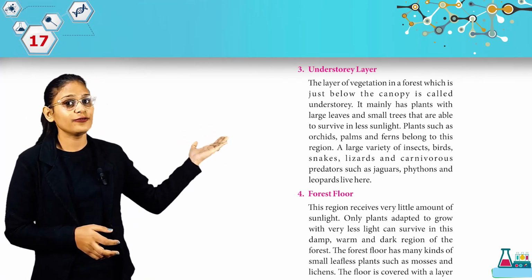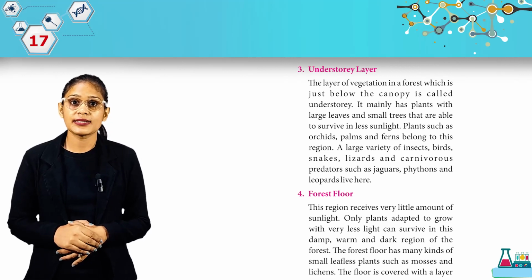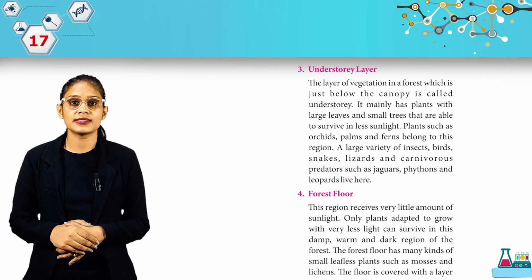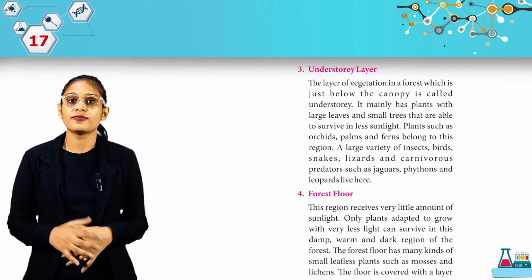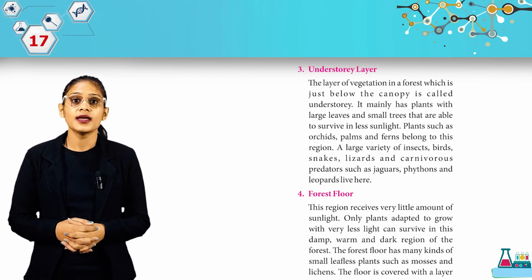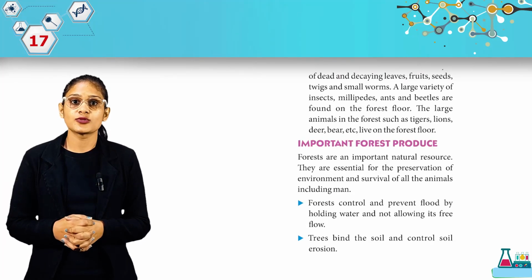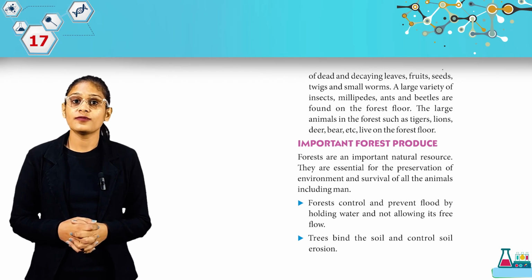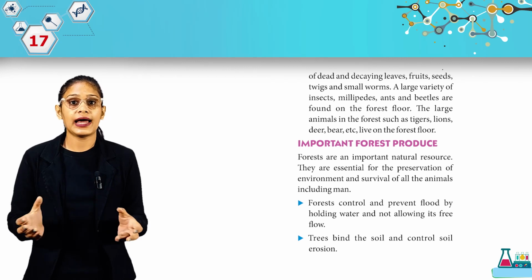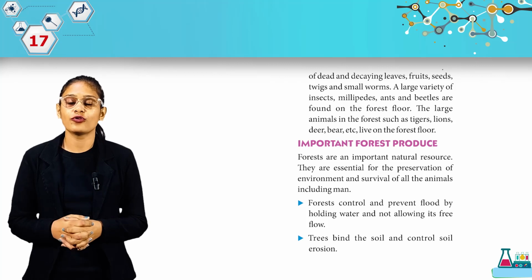Now we have the fourth, forest floor. This region receives very little amount of sunlight. Only plants adapted to grow with very less light can survive in this damp, warm and dark region of the forest. The forest floor has many kinds of small leafless plants such as mosses and lichens. The floor is covered with a layer of dead and decaying leaves, fruits, seeds, twigs, and small worms. A large variety of insects, millipedes, ants, and beetles are found on the forest floor. The large animals in the forest such as tigers, lions, deer, etc. live on the forest floor.